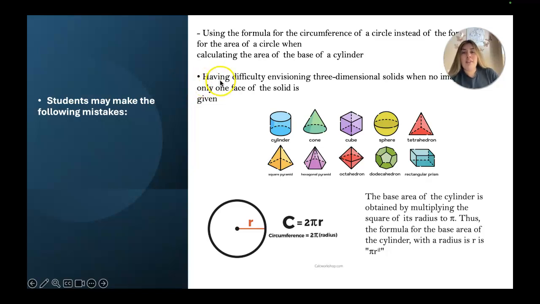The second example is having difficulty envisioning 3D solids if there are no images. So here I have a picture of different 3D shapes like a cylinder, a cone, and a sphere. A good way to remember these is drawing them out, coloring them in, and practicing until you can remember which is which. So if one day you have a test or a quiz and it says the cylinder has, I know how to draw a cylinder. That's a good way of remembering.